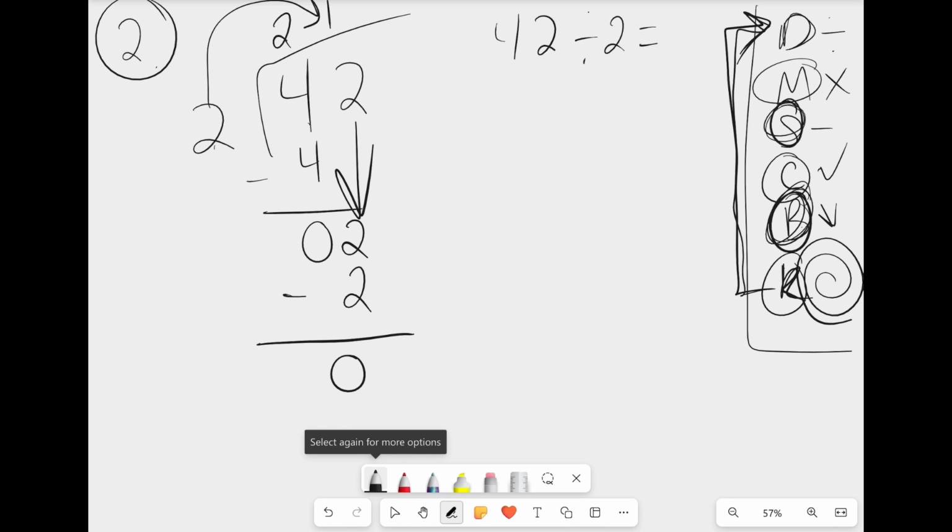What do we do after we subtract? Check. What are we checking? If 0 is less than 2, and it is, so now we can bring down. But is there anything to bring down? No, there's not. So that must mean that our answer, our quotient, is 21.